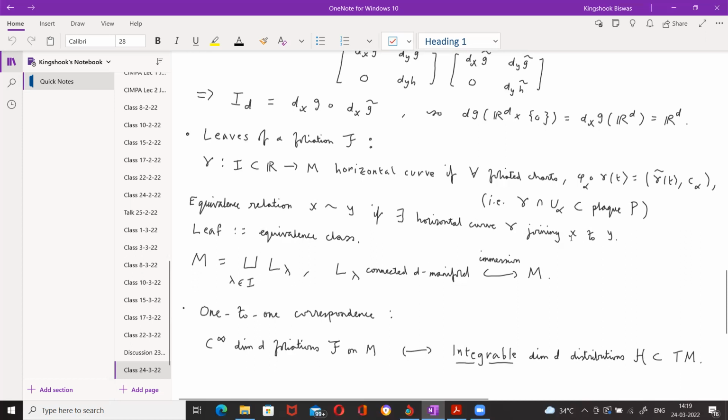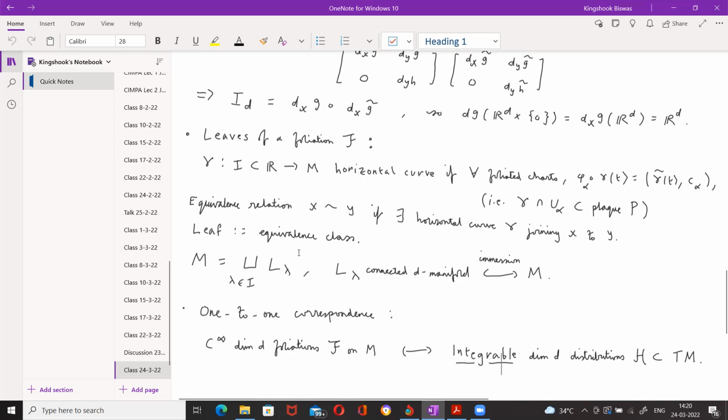So clearly, this will be an equivalence relation. And what is a leaf then? A leaf is just an equivalence class for this equivalence relation. So then the manifold becomes a disjoint union of equivalence classes, L lambda. These are the leaves of the foliation.